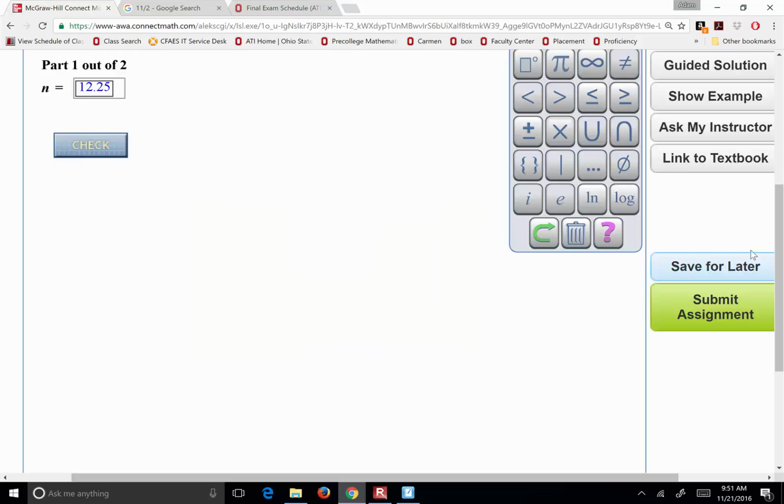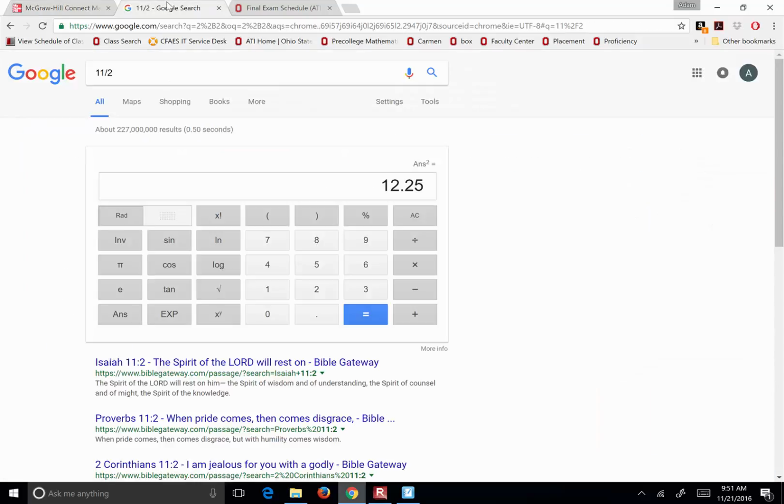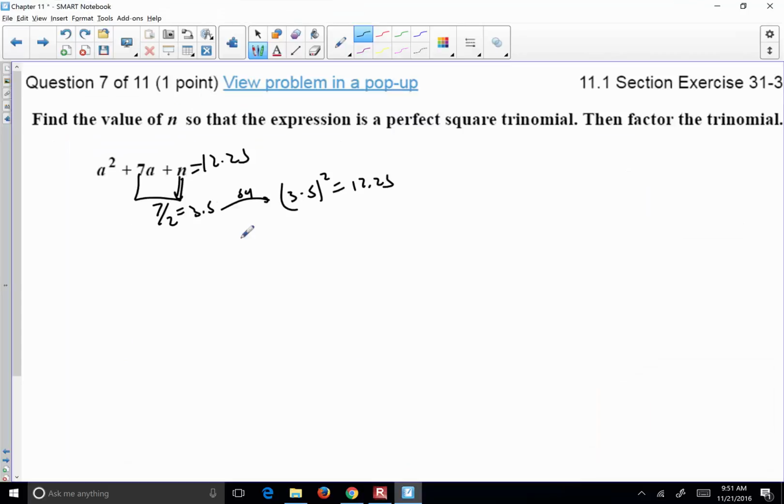Whoa, wait a minute, it's wrong. Why is it wrong? Did I get it right? Oh, okay, this is not a real mistake. Connect Math doesn't like decimals. So what is the right way then? Don't change this into a decimal. 7 over 2 should be squared as a ratio. Square 7 over 2 as a ratio, which is 49 over 4, and don't change it into a decimal.